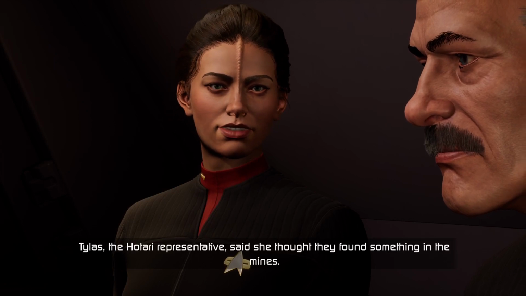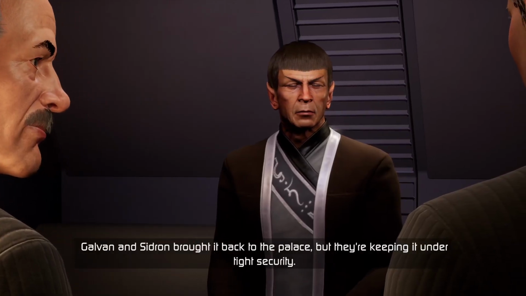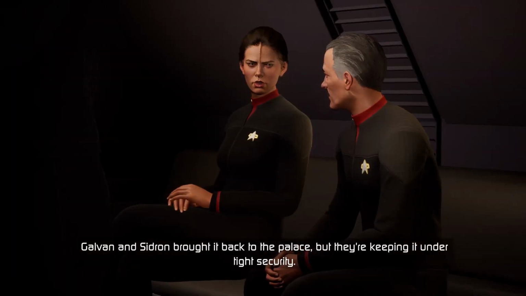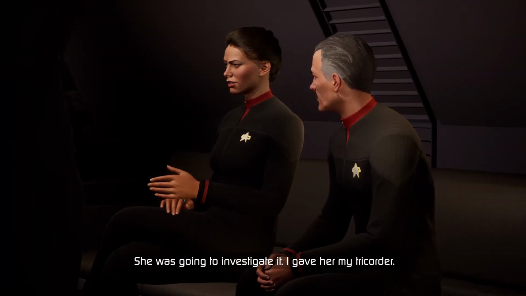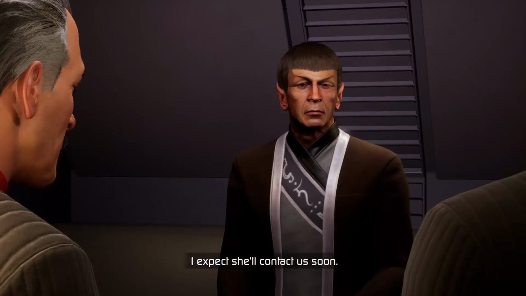Tylis, the Hotari representative, said she thought they found something on it. Galvin and Sidron brought it back to the palace, but they're keeping it under tight security. She's going to investigate it. I gave her my tricorder. I expect she'll contact us soon.